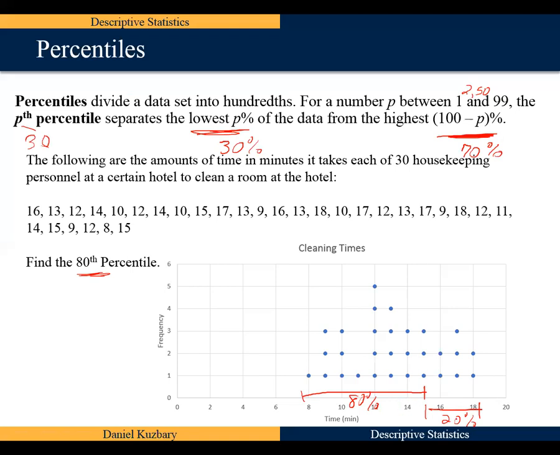So there's some number on this scale. It's probably 14, 15, or 16 that's going to separate 80% and 20%. We'll call that the 80th percentile. It's also called P80 with a little 80 down there. So a little P and then an even smaller 80 down there is what we're looking for.